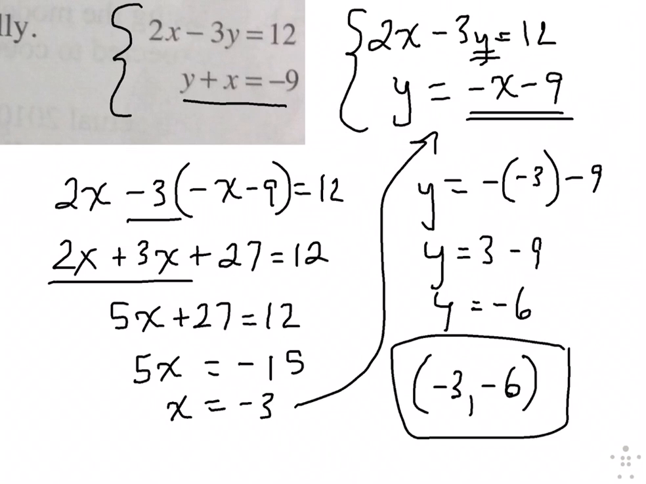Remember, when we solve a system of linear equations, we're looking for the point of intersection. So we always give the answer as an ordered pair. And in this case, the ordered pair is negative 3, negative 6.